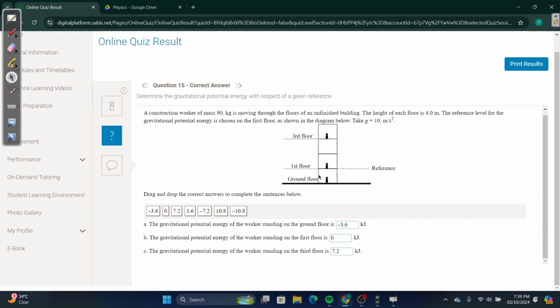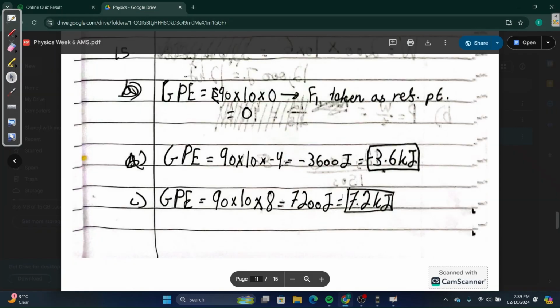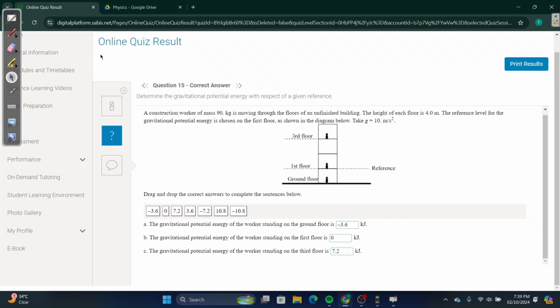Now, the worker is standing on the third floor. If the reference was the ground floor it would be 4 times 3, which is 12, but the reference is on the first floor. So let's do it mathematically. Let's do second floor here. So it's 4 meters up here. This is 4, and this is 4. So this is gonna be 8. So GPE is equal to 90 times 10 times 8, which is going to be 7,200, which simplifies into 7.2 kilojoules.